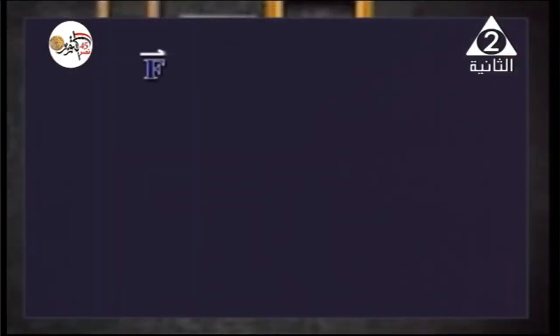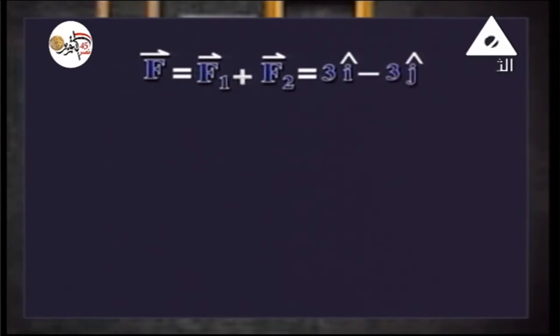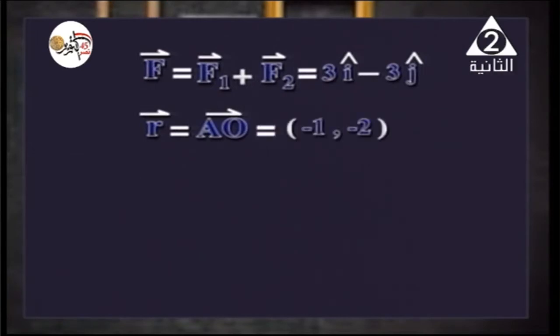F, the resultant of the two forces, equals F1 plus F2. We add the component of i and the component of j: 3i minus 3j. The R vector equals the AO vector, O minus A, where A is the point (1, 2), giving (-1, -2).